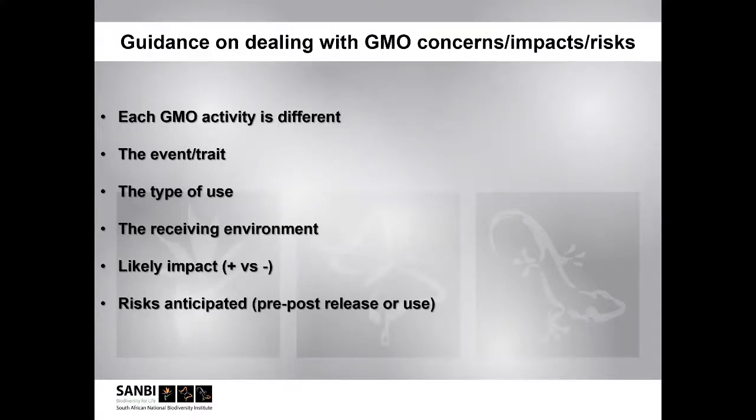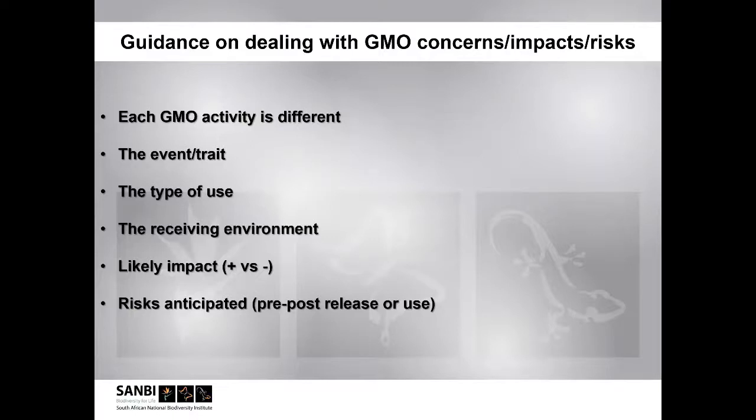Then the event or the trait. If you're looking at something that is what most of you might call Roundup ready, which is mostly like a herbicide tolerant trait, it will not be the same as an insertion that only looks at biofortification or increasing nutrition quality in that particular product. Then we look at the type of use. A product that is going to be used for animal feed cannot be looked at the same as a product that maybe is going to be used just for general research, maybe as a byproduct or so.